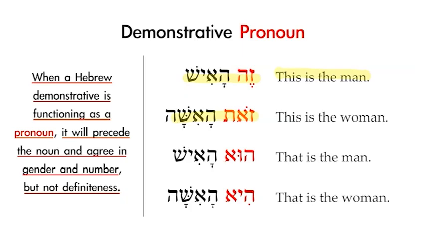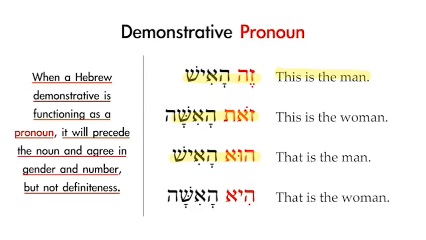In our next example, Zoth ha'isha, this is the woman. Once again, the demonstrative and the noun agree in gender and number, feminine and singular, but not definiteness. The noun isha is definite with the definite article, but the demonstrative does not appear with the definite article. In our third example, we have hu ha'ish, that is the man.